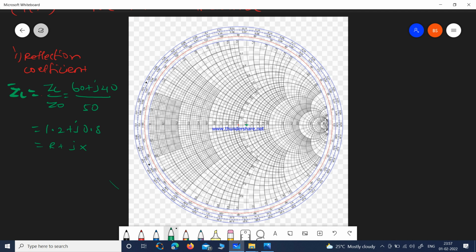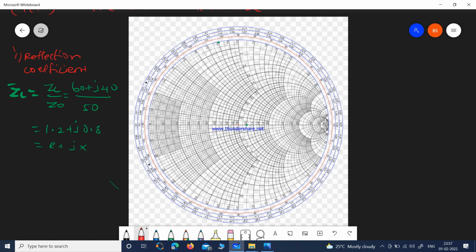So 0.8 is the reactance, the complex part. Since it's a plus, that is inductive reactance, we need to see the upper part. See the upper part where it is 0.8. If you see 0, 0.1, 0.2, 0.3, 0.4, 0.5, 0.6, 0.7, 0.8, I have marked the 0.8. Now both this 1.2 resistance circle and this 0.8 inductive circle, where they meet, that point you should note down.